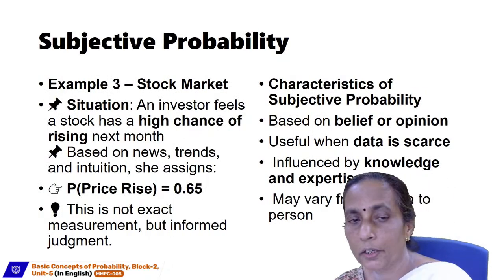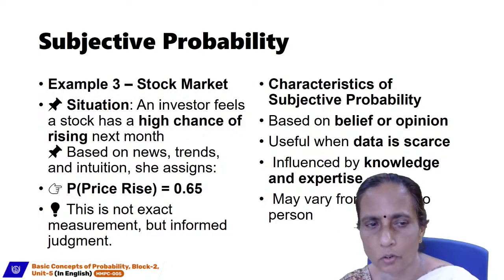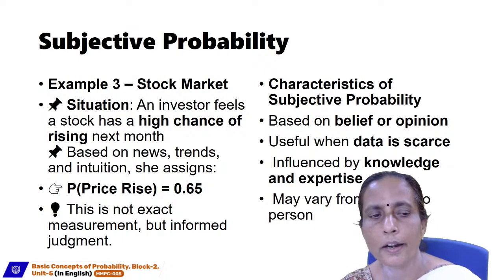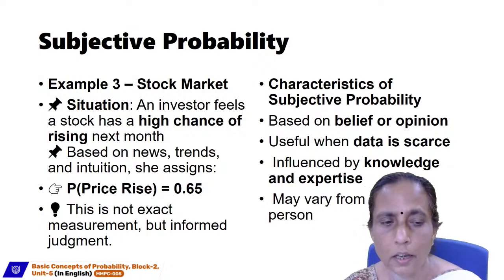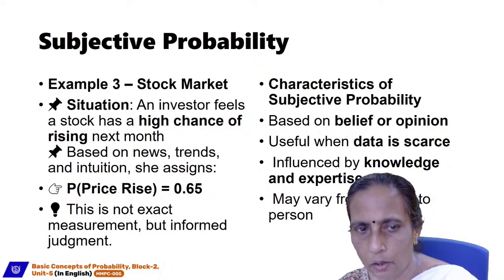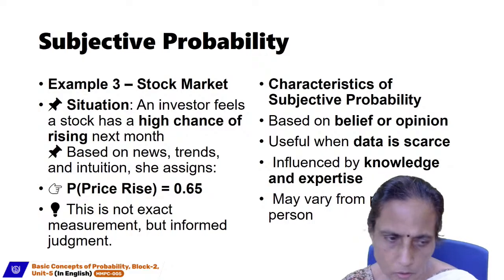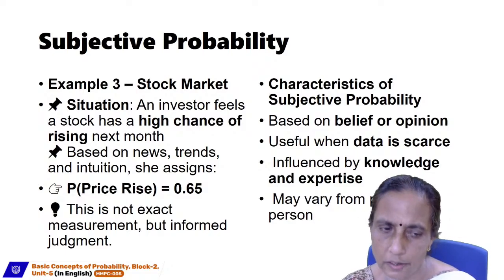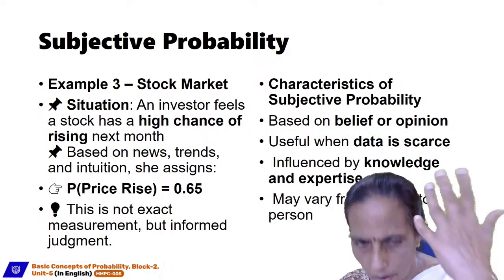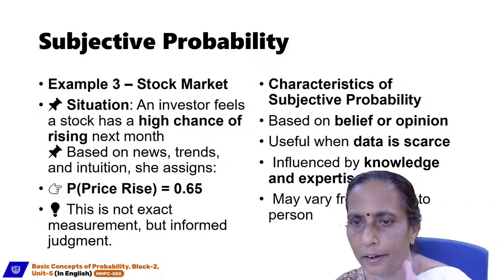Then the stock market situation: maybe an investor feels a stock has a high chance of rising next month based on news, trends, and intuition. She assigns a probability of price rise in that particular stock of 0.65. This is not an exact measurement, but informed judgment, because it is based on certain intuition, news, and trends.